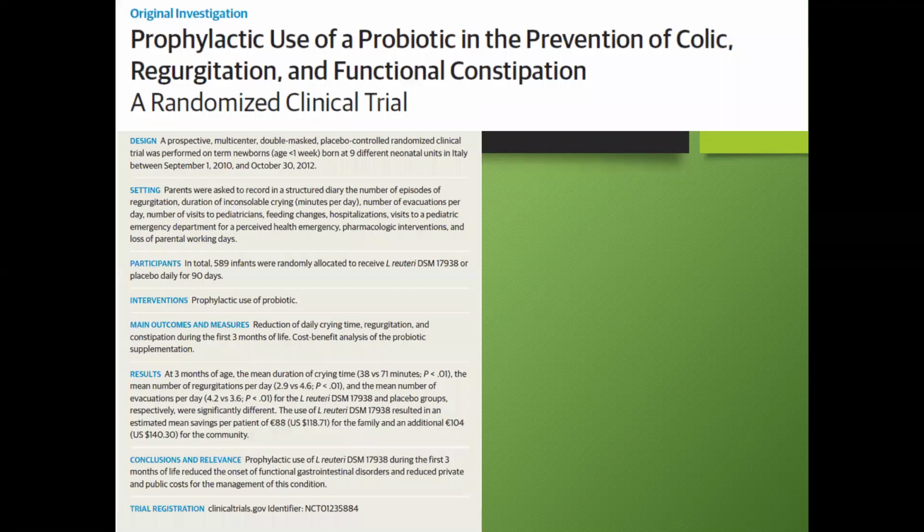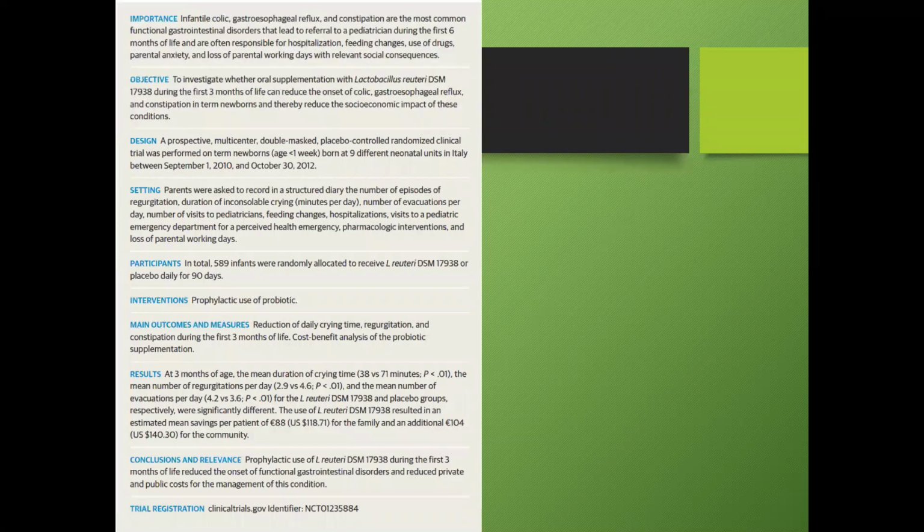So the title is: Prophylactic use of a probiotic in the prevention of colic, regurgitation, and functional constipation: a randomized clinical trial. They have clearly mentioned that our study is a randomized clinical trial. And look at this structured abstract. It has many subheadings. Look at this: importance, objective, design, setting, participants, intervention, main outcomes and measures, results, conclusions, and relevance. And look at this very important thing at the end: trial registration.